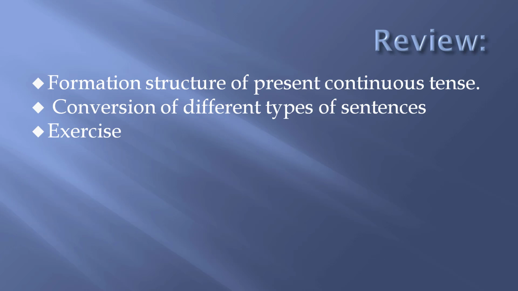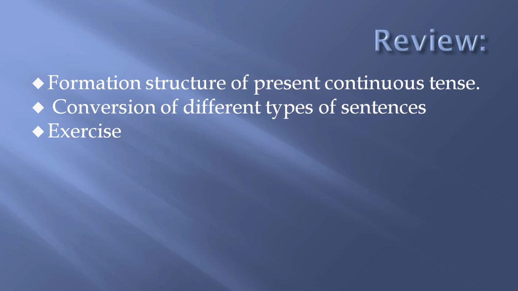It's review time now. In this lesson, first of all, we revised the formation structure of present continuous tense in both active and passive voice. We learned that when a sentence is written, it can either be written in active voice or in passive voice. Active voice is used when the subject performs the action, but passive voice is used when the subject receives the action. Subject is given priority in active voice, but object is given priority in passive voice.